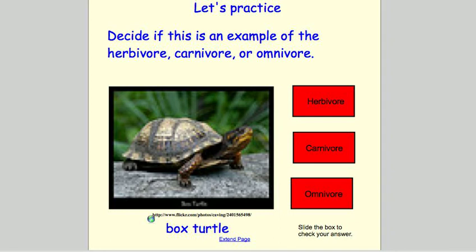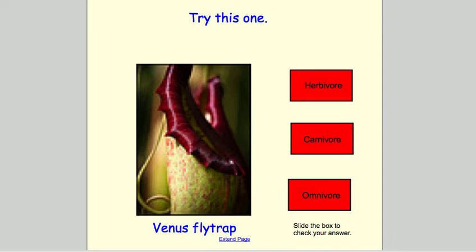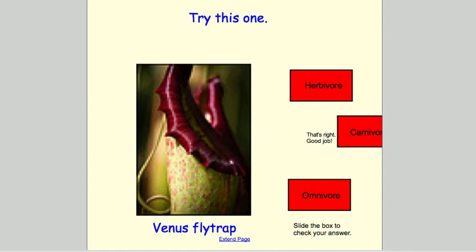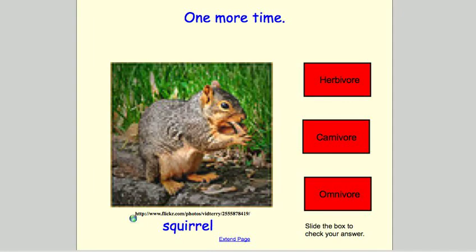Let's practice. Decide if this is an example of a herbivore, a carnivore, or an omnivore. Oops, try again. That's right, good job. It's an omnivore. Try this one, the Venus flytrap. That's right, good job. This plant eats meat. One more time, the squirrel. I think it's a herbivore. That's right, good job.